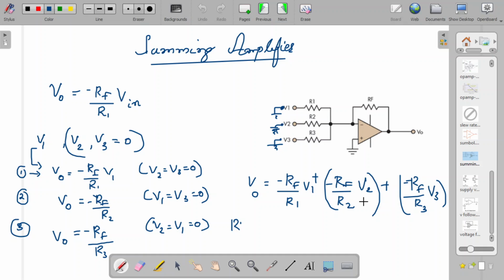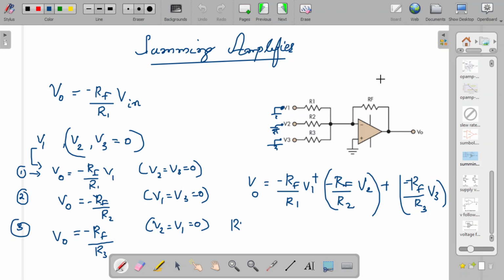Or you can keep everything the same and show that VO is the added sum of all the input voltages. So this is another application of an inverting amplifier, and don't think that only this is a summing amplifier. You can also construct a non-inverting amplifier in this style. The circuit analysis may be slightly different, but it can also be constructed as a summing amplifier.